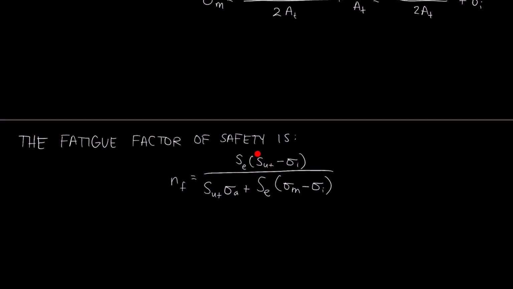SUT, this is our ultimate tensile strength, which you can find in tables 8-9, 8-10, and 8-11 in your textbook. And then what else do we have? The alternating stress and the mean stress, which we just calculated. And finally, this is our preload stress. So that's the preload force divided by the tensile stress area. So let's do a quick example and then we will wrap up this video.